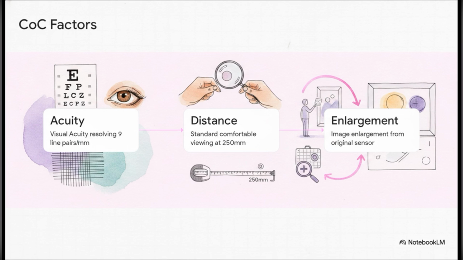First up is human visual acuity. This is basically just how well our eyes resolve tiny details, kind of like reading that Snellen eye chart at the optometrist. Standard calculations usually assume a healthy eye can resolve about 9 distinct line pairs per millimeter.